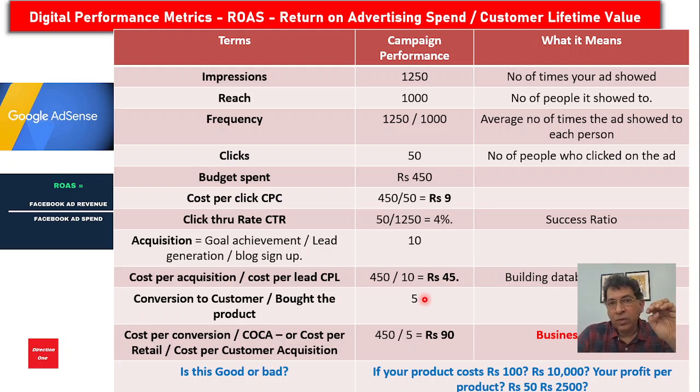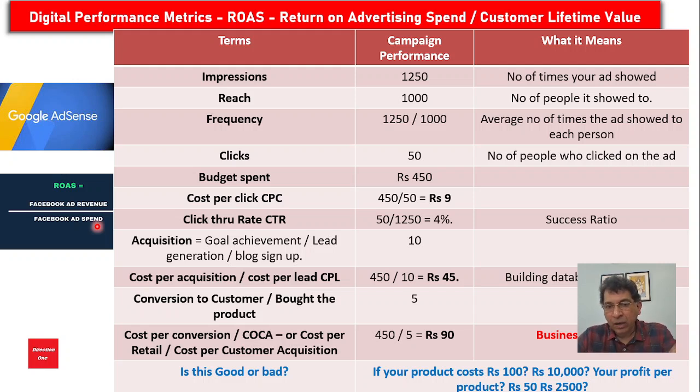And what do you have now? The second thing you can measure is return on advertising spend. Five people bought the product. Let's say on average they spent about 1,000 rupees on the site. 5 into 1,000, that was the business I did. So what is ROAS? ROAS is Facebook ad revenue divided by Facebook ad spend. How much revenue did I make? 5,000 rupees. How much did I spend? 450 rupees. 5,000 divided by 450, measured in number of times, 11x approximately, is the ROAS from this particular campaign.